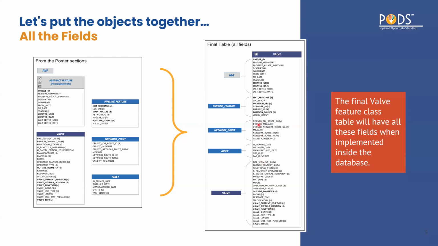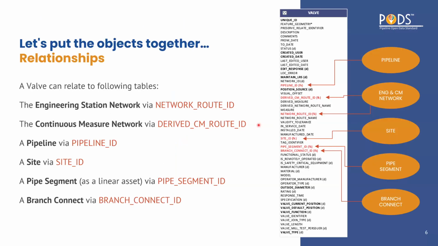So let's see. So that's basically the valve. And I'm going to show you the valve in the actual geodatabase here in a sec. But I want to go on to the relationships of the valve. So this is what really relates your valve to the rest of your database, your objects in the system. So we're going to put this together.